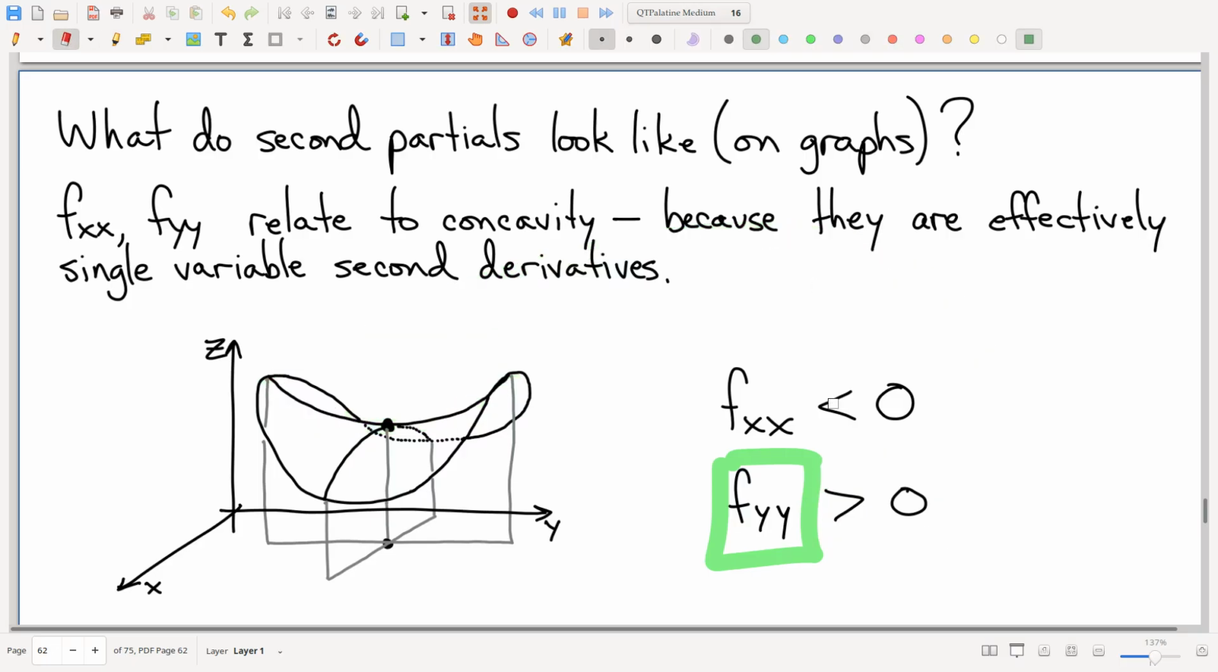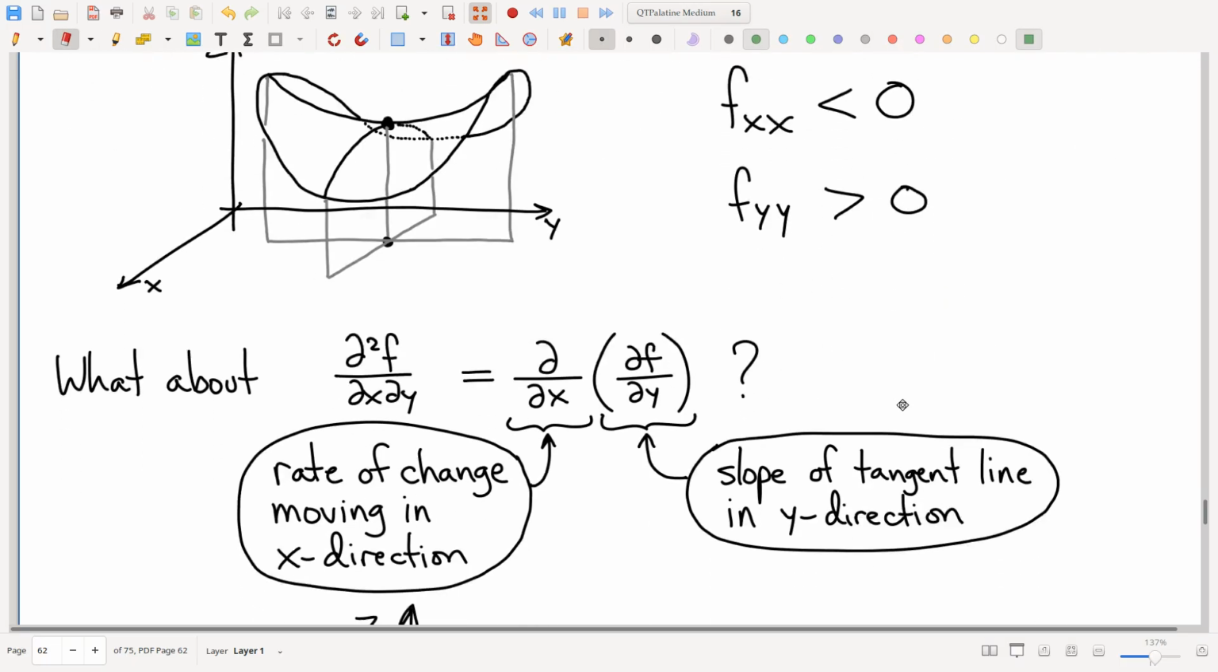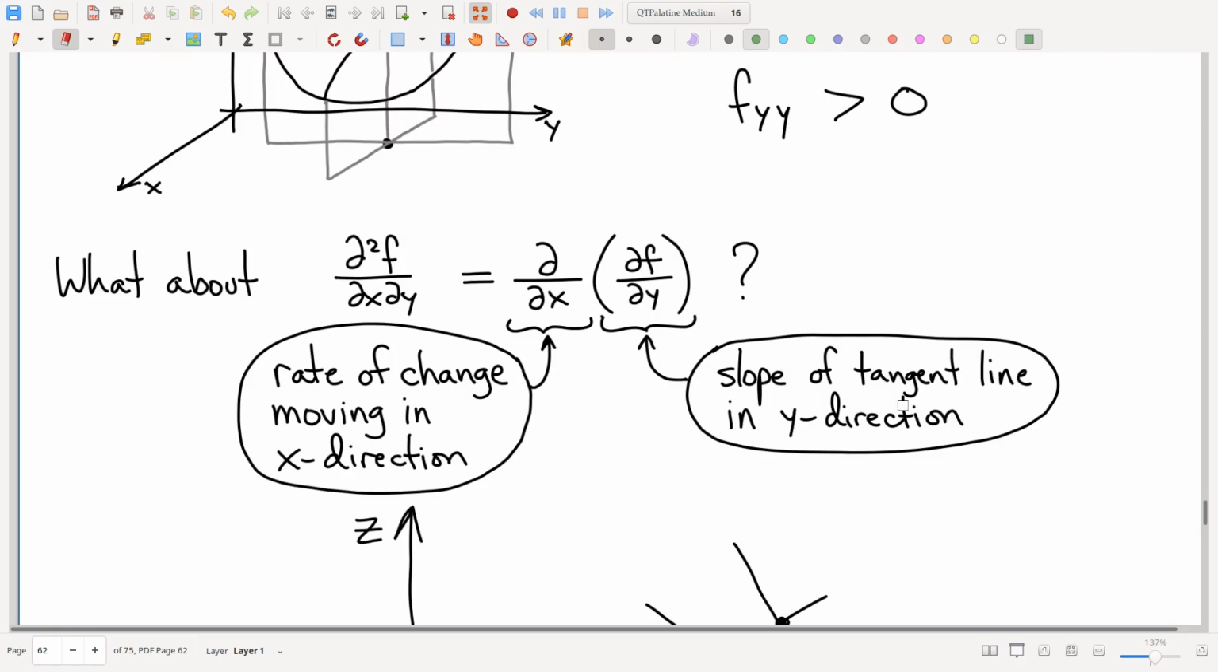It gets way weirder when you look at mixed second partials. So a mixed second partial would be like what I have here. Here I have a function f, to which I am first taking a y partial, and then second taking an x partial of that y partial.